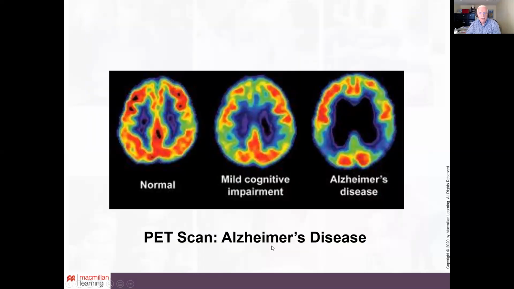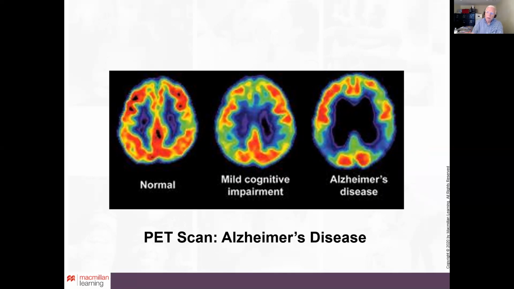Here we see a PET scan showing a normal brain, a person with mild cognitive impairment, and someone with Alzheimer's disease. We were looking earlier at how the brain runs on glycogen and oxygen. You can inject a sort of tracer into the bloodstream of a person that lets you see the parts of the brain that are most active in terms of their utilization of glycogen. And when the brain is relatively more active, more glycogen is being consumed.